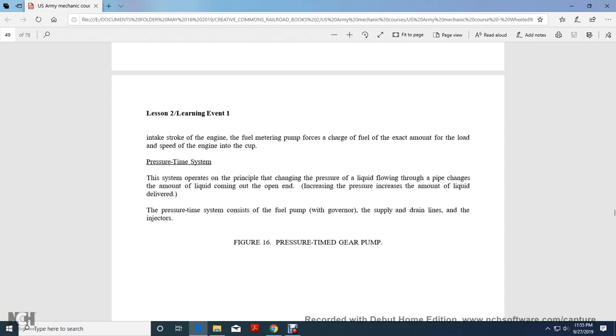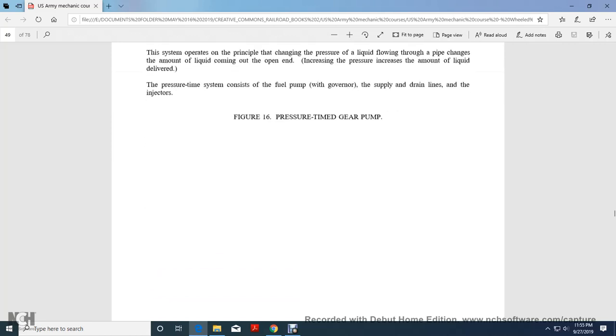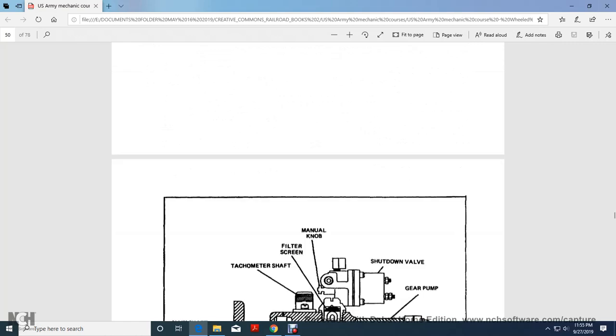Pressure time system. The system operates on the principle of a chain, with the pressure of the liquid through the pipe and the amount of liquid coming out of the opening end. Changes in the pressure and the time determine the amount of liquid delivered. The pressure type fuel pump with the governor supplies the drain line for the injector.